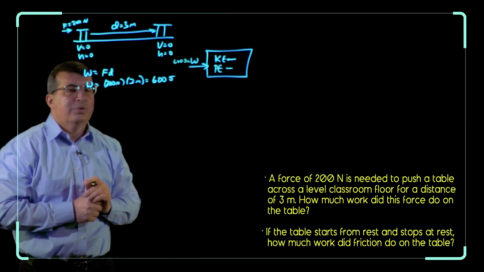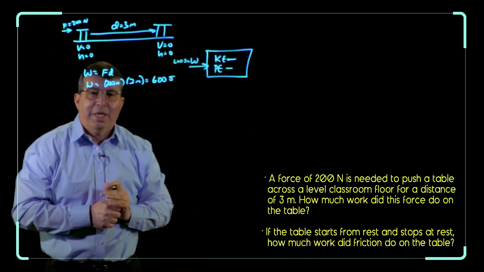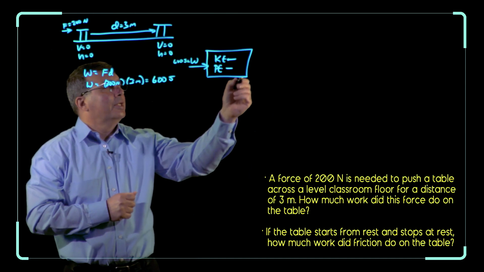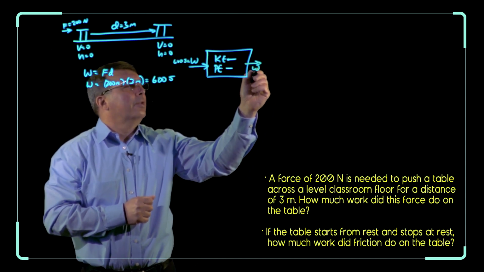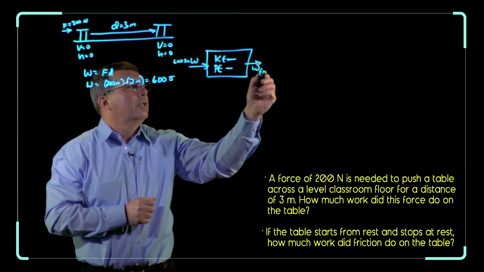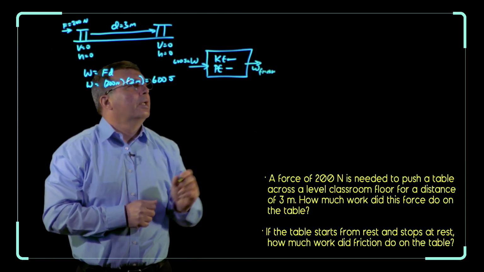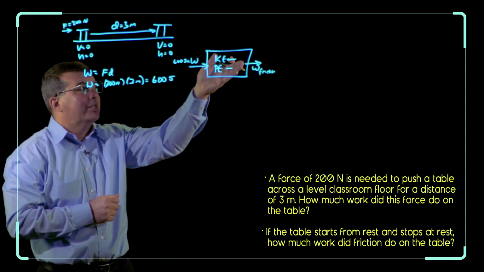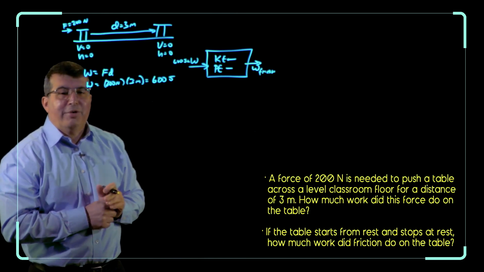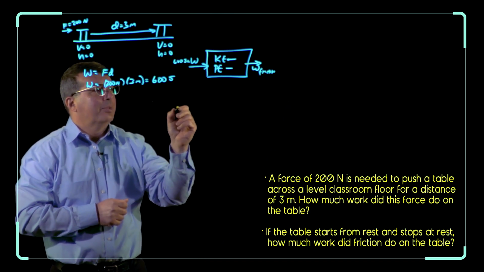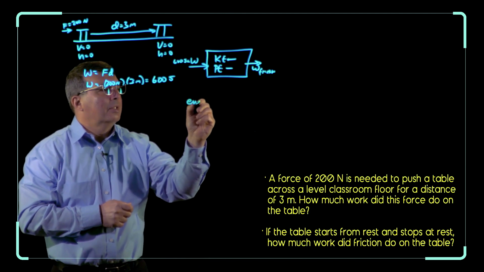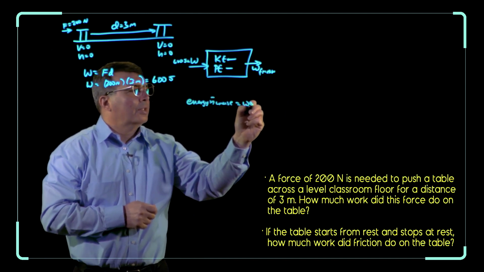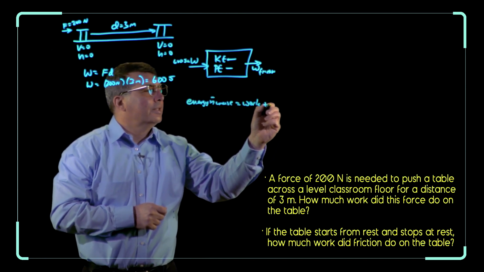We put in 600 joules of energy in, but then there was no change in the energy of the table, so that energy must have gone right out of the box in the work done by friction. So we put in energy, the table didn't change its energy, so that energy went out by friction doing work. So we do our energy principle, energy increase is equal to the work plus the energy decrease.